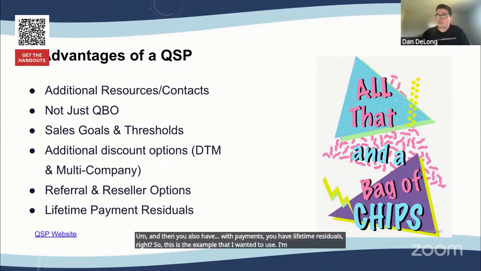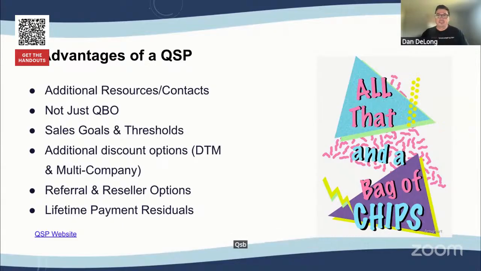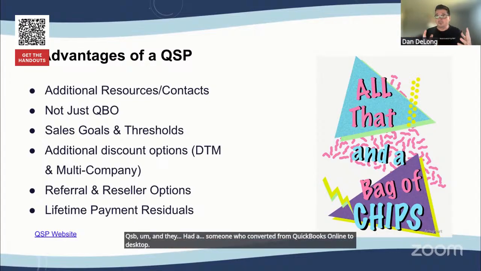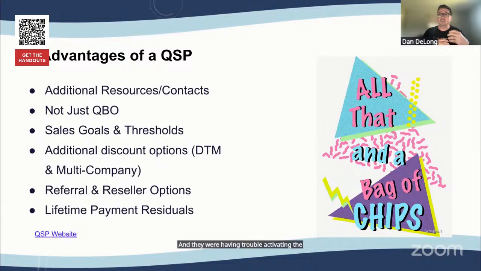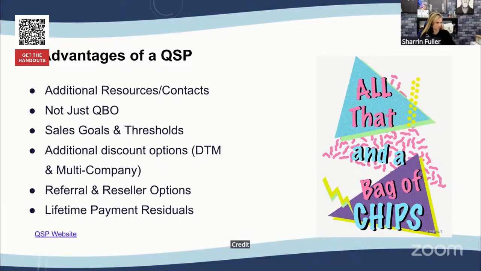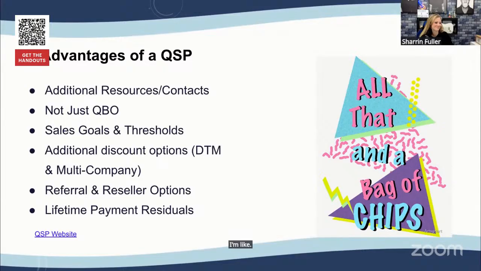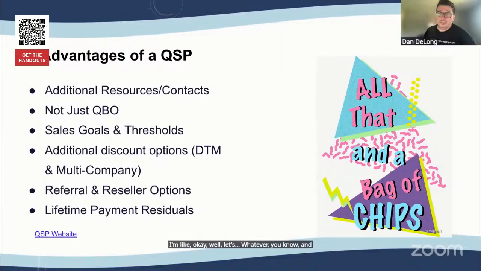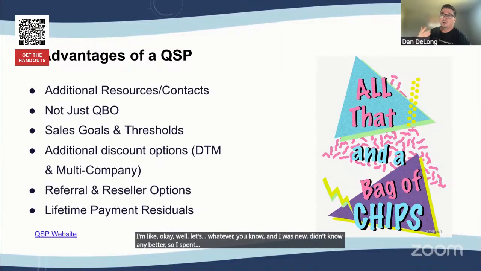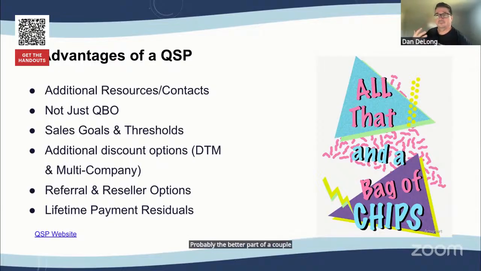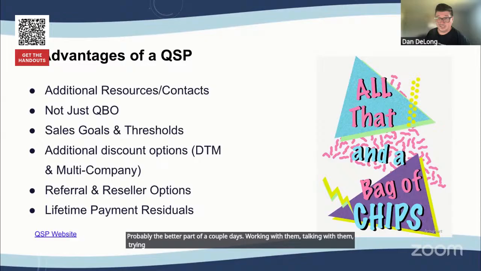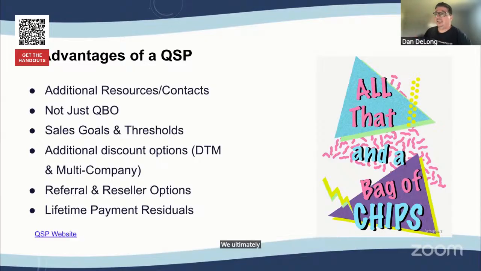I'm affiliated with a QSP, and they had someone who converted from QuickBooks Online to desktop, and they were having trouble activating QuickBooks Payments, or actually charging credit cards. So the QSP said, "Hey, if you can fix this, I'll give you the account." I'm like, "Okay, whatever," and I was new, didn't know any better. So I spent probably the better part of a couple days working with them, talking with them, trying different things. We ultimately fixed it.